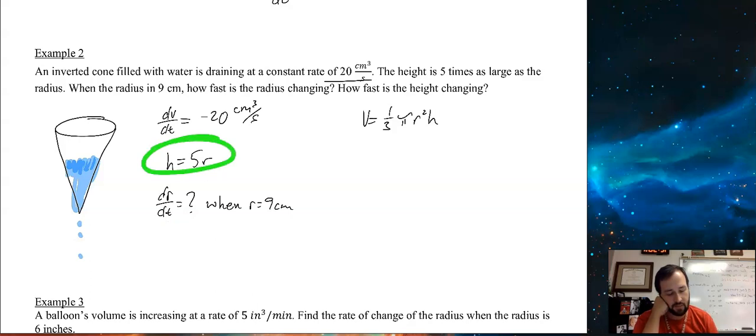Well, nice thing, right? They gave us this relationship. This isn't true for every cone, so don't assume it's true for every cone. It's not.